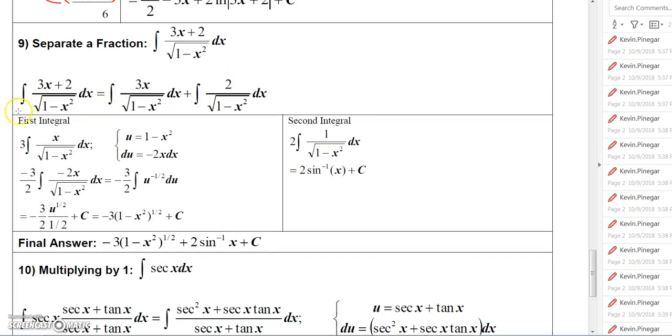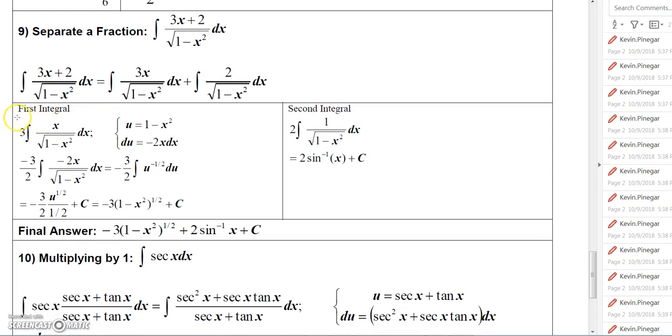And so let's do each integral separately. The first integral, I'm going to pull the 3 outside the integral here, and now I have x over the square root of 1 minus x squared dx. So let's let u equal 1 minus x squared, and then du would be minus 2x dx. So that I get du, I'm going to multiply the inside by minus 2, and then I have to divide the outside by minus 2, so with the 3 divided by minus 2, I get minus 3/2 on the outside.